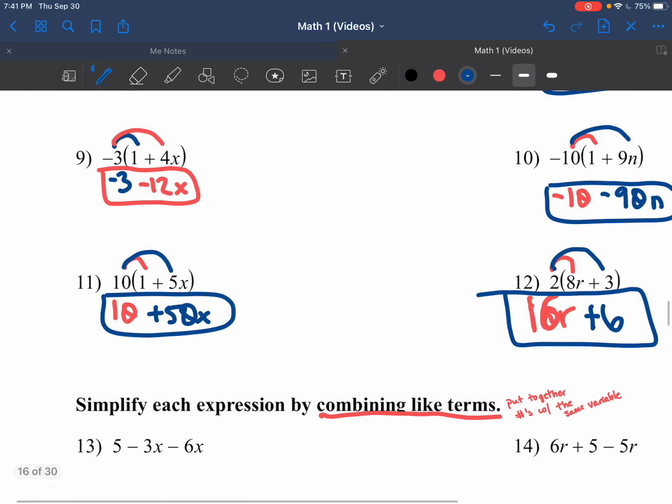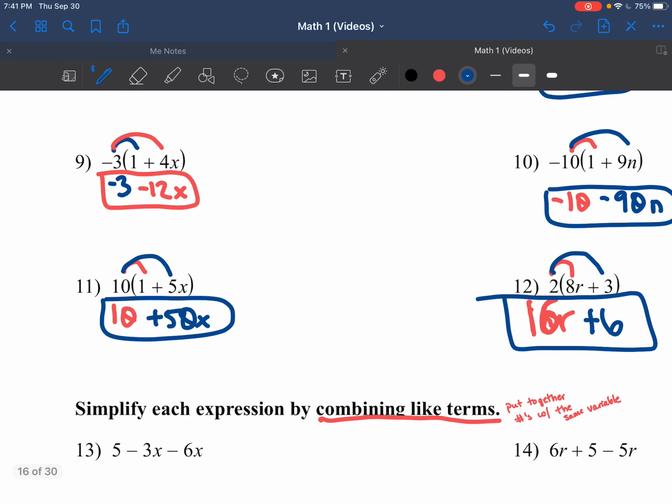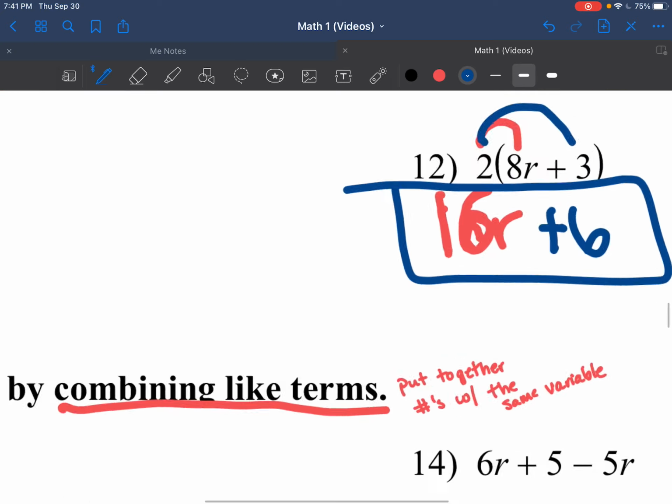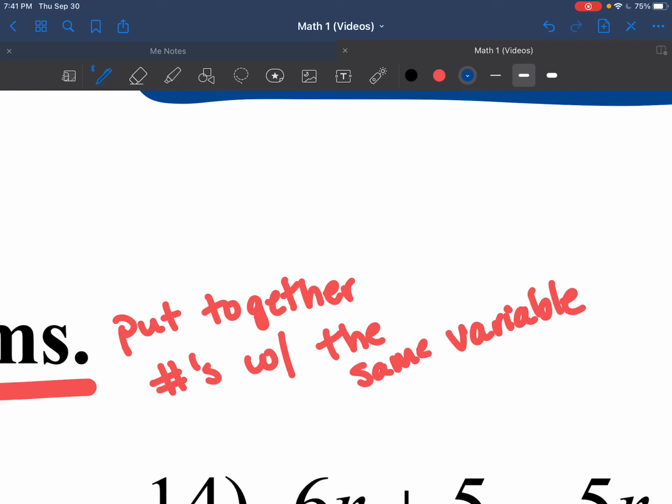Alright, so next up we have to simplify each expression by combining like terms. So combining like terms means put together numbers with the same variable. Now I say put together, but what I really mean is we are either going to add or we are going to subtract. It kind of depends on the sign. So earlier we were multiplying, now we're straight up adding and subtracting.